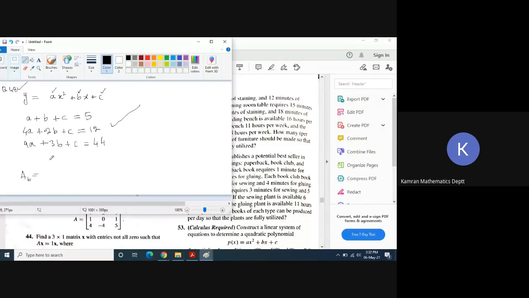Okay. The augmented matrix is 1, 1, 1, 5; 4, 2, 1, 12; 9, 3, 1, 44.